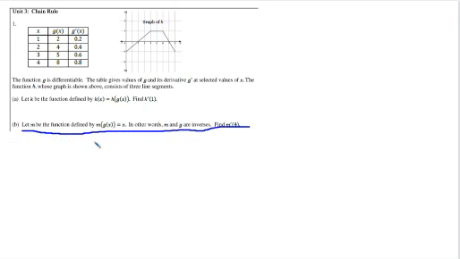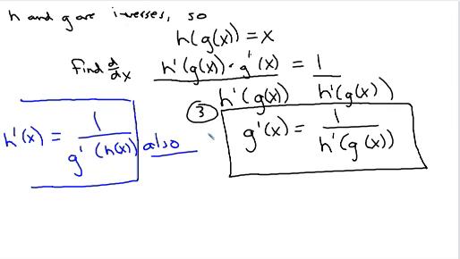Let m be the function defined by m of g of x equals x. In other words, m and g are inverses. Find m prime of 4. The moment that you see this, m of g of x equals x, or the moment that you see they're talking about two functions being inverses, then you're coming back to this statement that I made right here, okay?